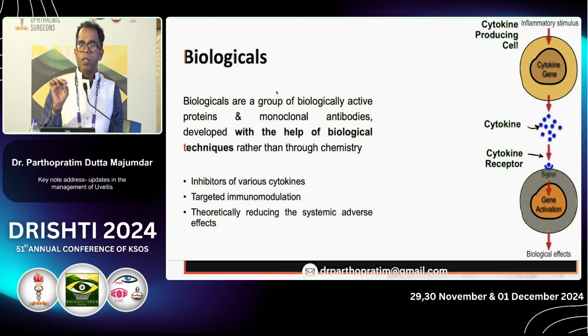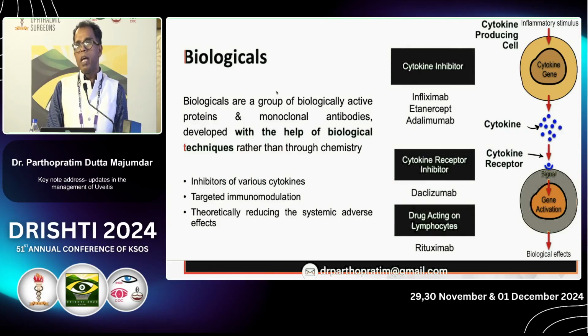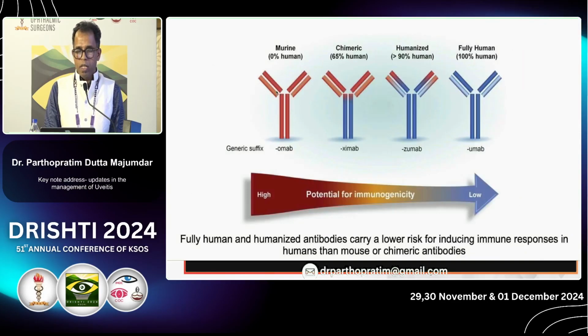So biological will go and just block the cytokine production rather than causing damage to the inflammatory cells. So the pathway will be disturbed, but the cells will remain intact. So that's how we have so many biologicals. I'm not going to discuss that.